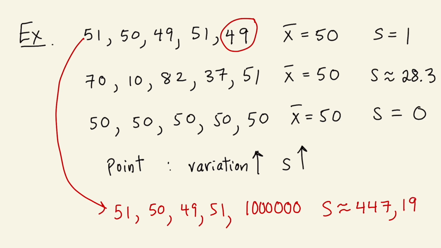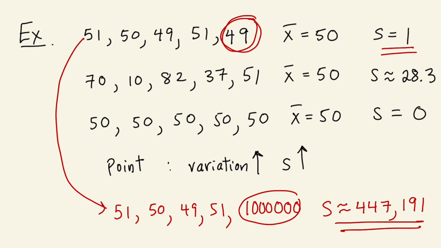447,191. So the point I want to make is that one extreme value or one different data value can drastically change the standard deviation. We say it's very sensitive to outliers, and that's because we use every single data value in the computation.